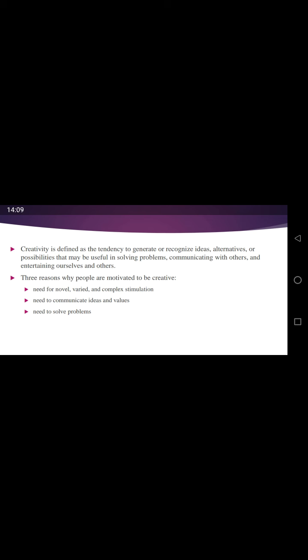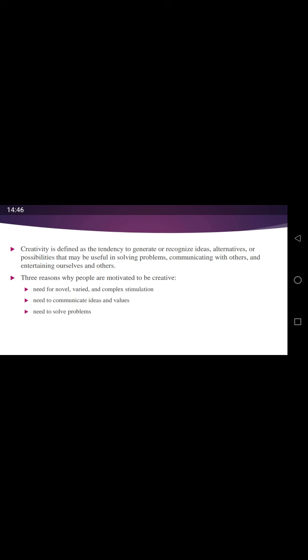Creativity is defined as a tendency to generate or recognize ideas, as I said earlier. It always generates new ideas or recognizable ideas, some alternatives or possibilities that may be useful in solving a problem. Simple way. And combining with others and entertaining ourselves and others. First thing is always having a tendency to generate or recognize ideas. Keep in your mind, ideas first. This plays a very important role. If you have ideas, you can do anything.